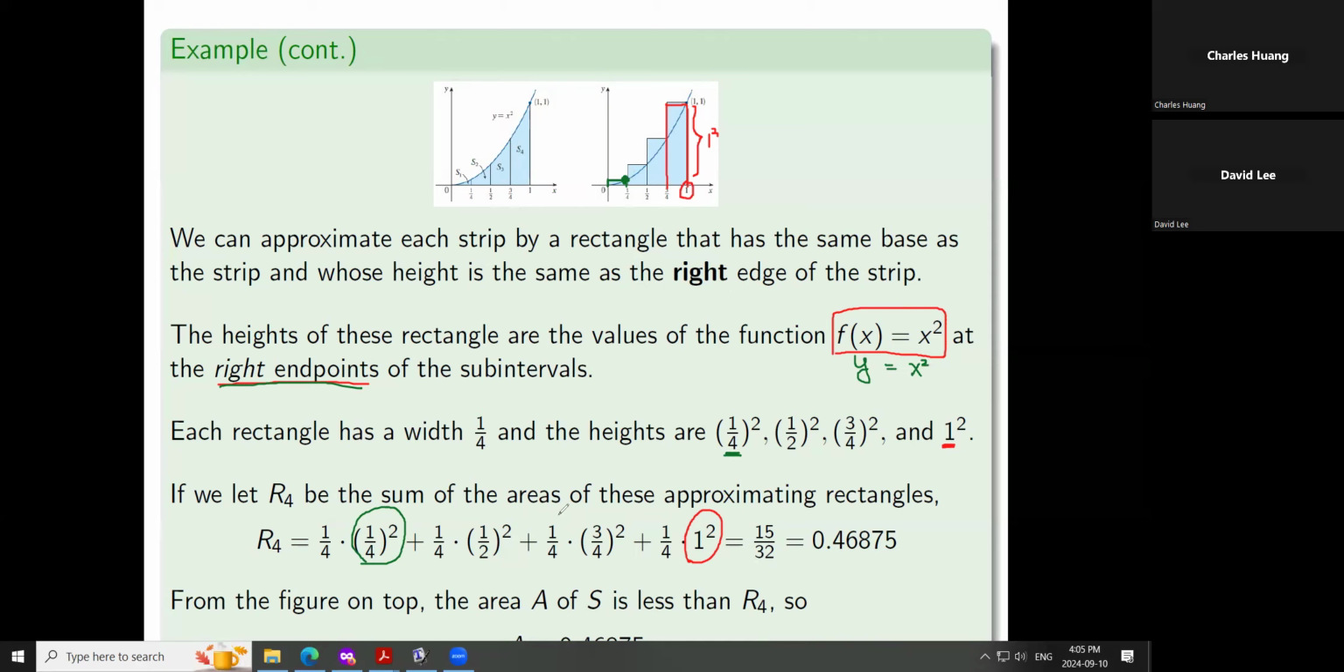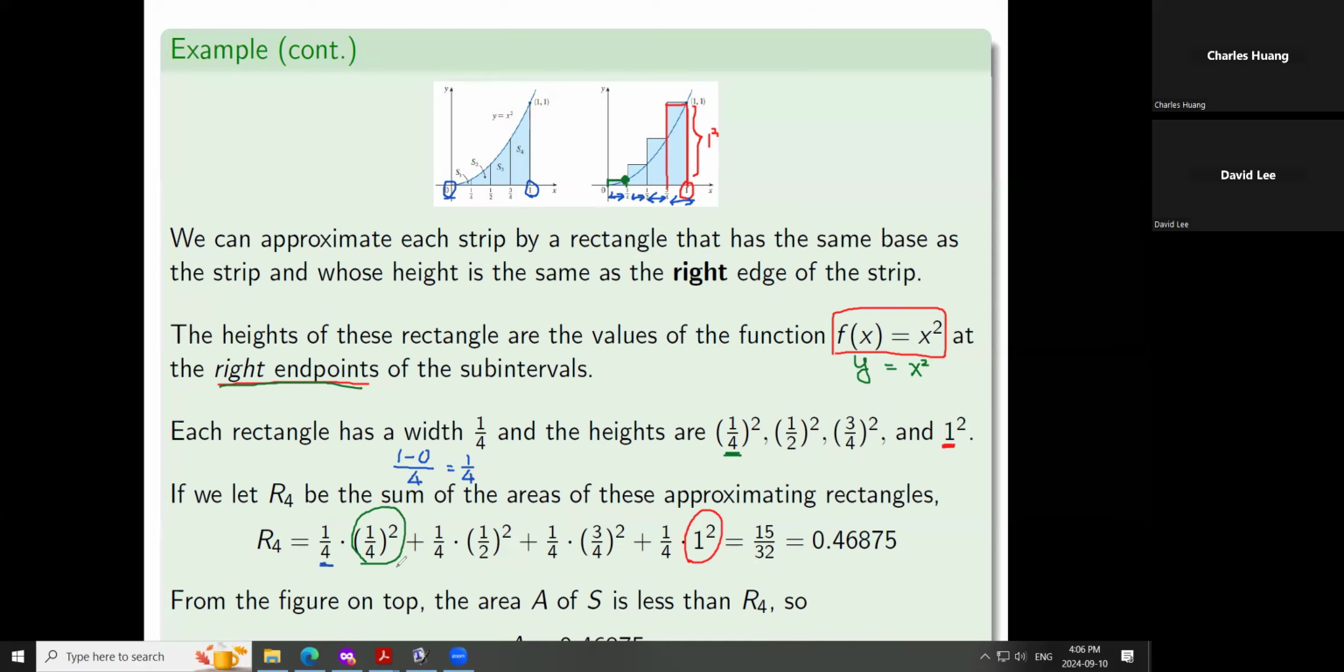So we're going to do that. Now, each of these rectangles has a width of 1/4 at the bottom. It has a width of 1/4 because we are starting from 0 and we go up to 1 and we divide it into 4 pieces. So from 0 to 1, divided into 4 pieces, that's 1 divided by 4. Right? So that's how I find the width.